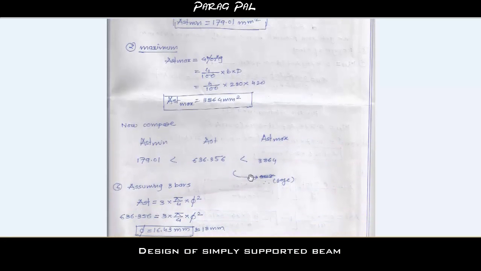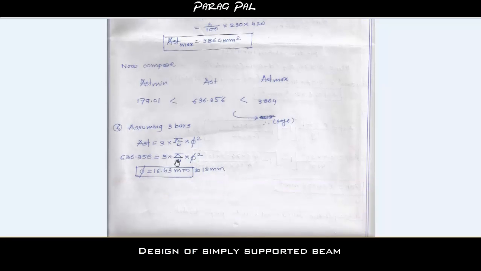386. So this value, from the Mu and Ast formula, we take the minimum Ast. So this one is from those two values. So we take this value, it is a safe value. Now I wanted to provide 3 bars in the beam, right? But what exact size of bar? Sorry, the exact bar diameter of the 3 bars I wanted to provide.